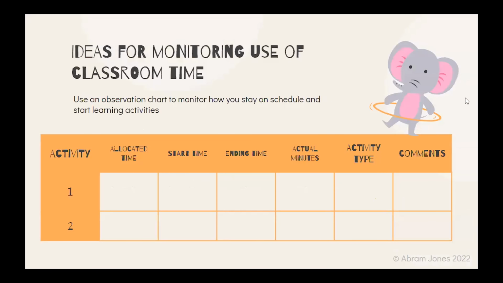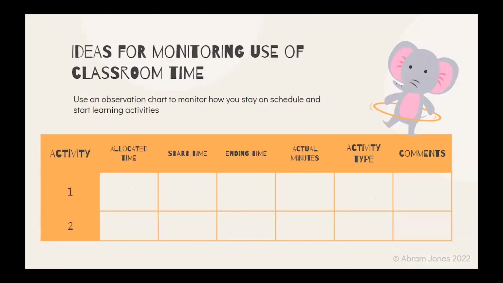And in this case, recording usually just means writing down. Okay. Here's an idea for monitoring use of classroom time. We can use a graphic organizer, right? We can use an observation chart to monitor how you stay on schedule and start learning activities. This is a good way to keep track of what has happened so that you can begin to chart trends and see how things are generally going.